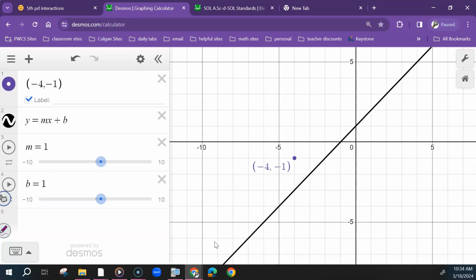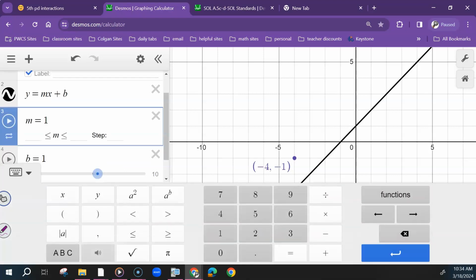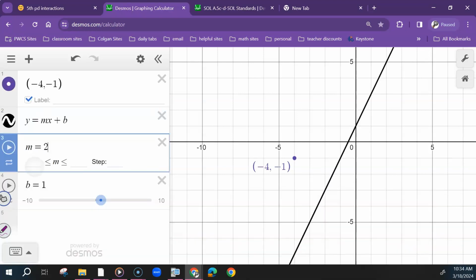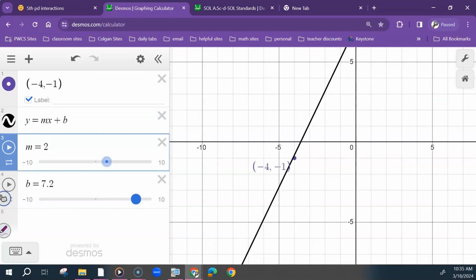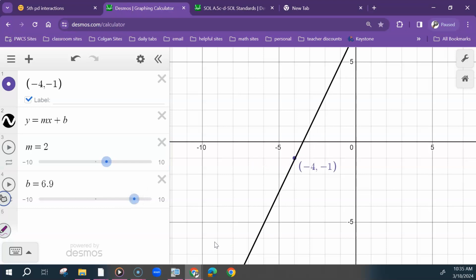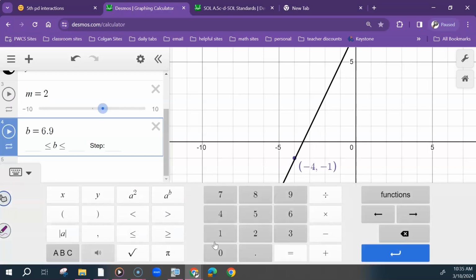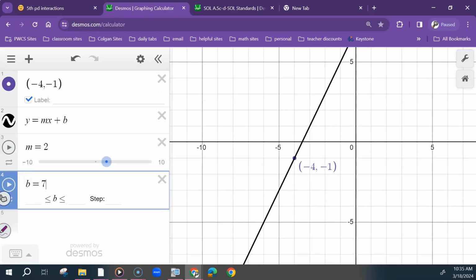Change your slope to be 2. And then move this until it goes through that point. Then you got it. And then that would be your equation, y equals 2x plus 7. So you could do that a bunch of different ways. If you use Desmos, make sure you put that you use Desmos. If you use the graph, make sure you put that you use the graph.